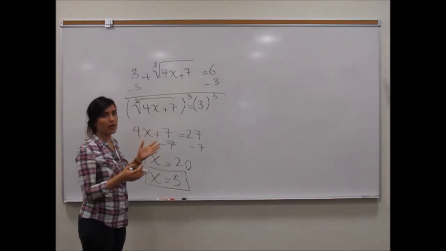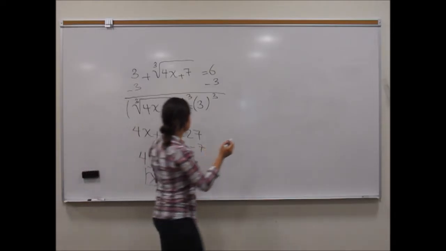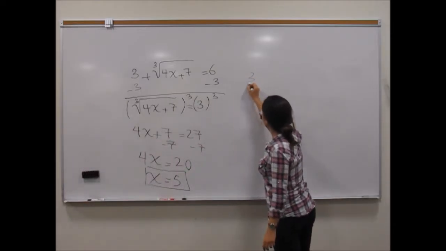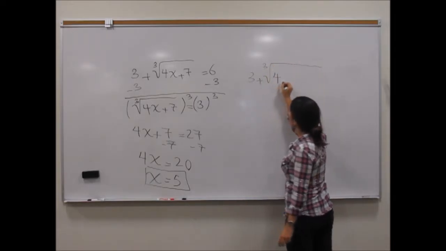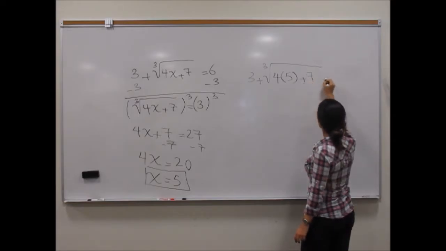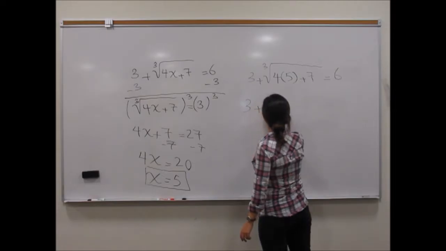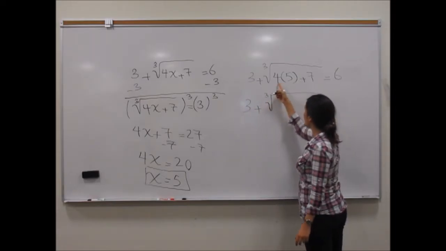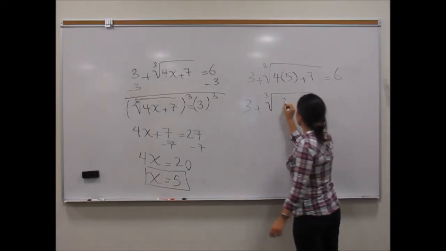If we do everything right, we don't have to check the answer. We should be getting the right answer, but it's always good to practice. So let's just check that. It's 3 + ∛(4 × 5 + 7) = 6. 4 times 5 is 20, 20 plus 7 is 27.